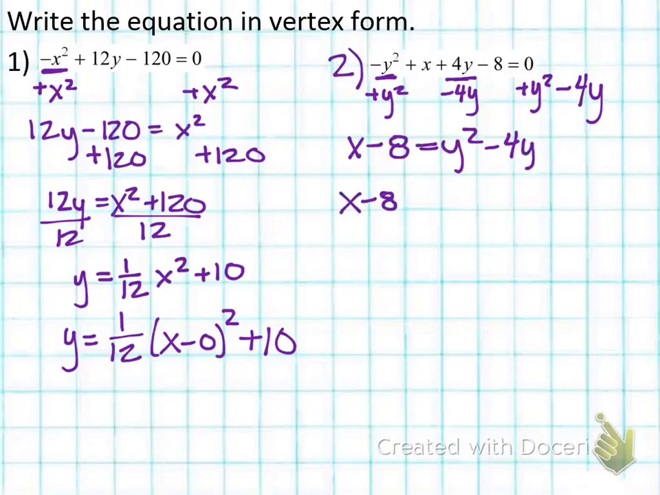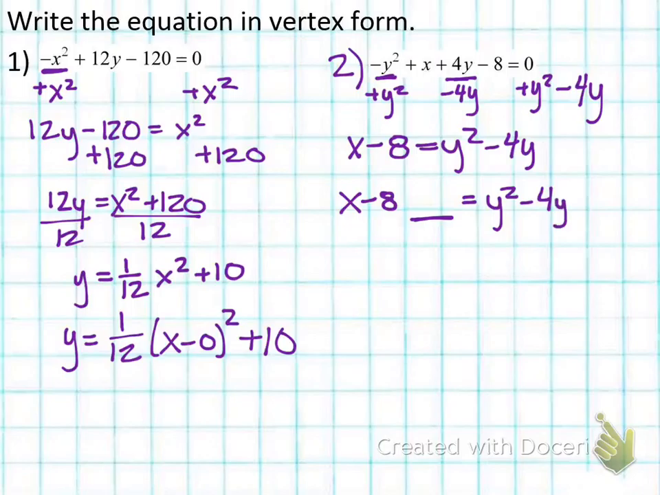Now I know I'm going to be completing the square with this part on the right, so I'm going to leave space to add. I know that I'm going to be adding something into the equation. I need to do it on both sides, so I'm going to leave space over here. That's going to equal y squared minus 4y.